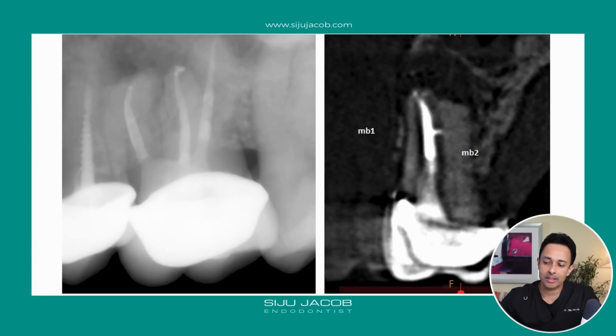done the root canal and the initial root canal looks pretty good, and the patient turns up at the clinic 2 or 3 years down the road, or sometimes even earlier, with pain and swelling and tenderness in that particular tooth. When one takes a cone beam CT, one finds a missed canal, an entire MB2, which was missed in the initial treatment.